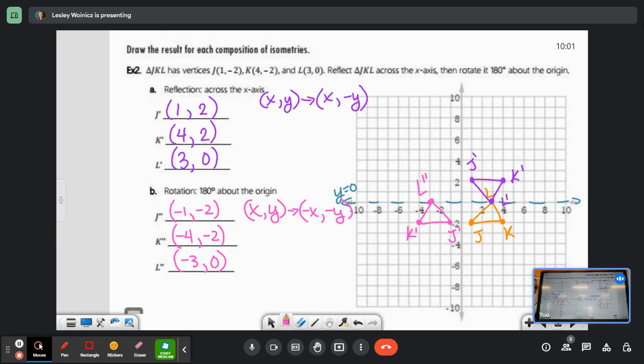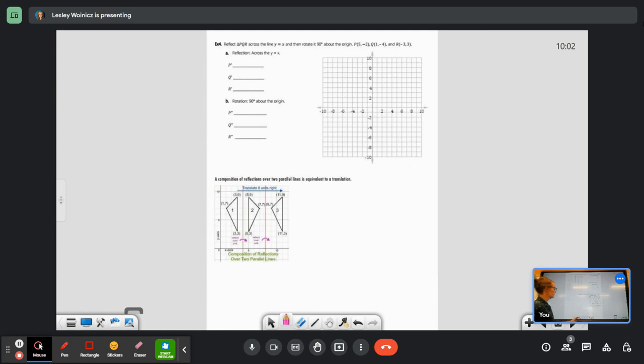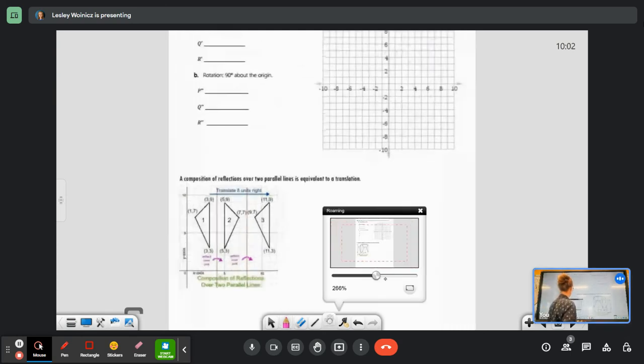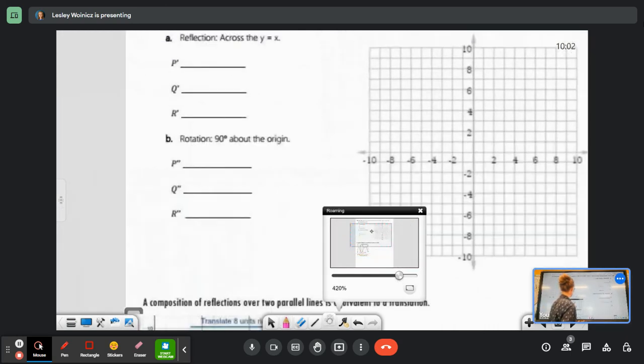So if you look at my pre-image and my final result, you see that I end up with just a reflection in the y-axis, after all of that reflecting and rotating. That's fun. Okay. Next up.